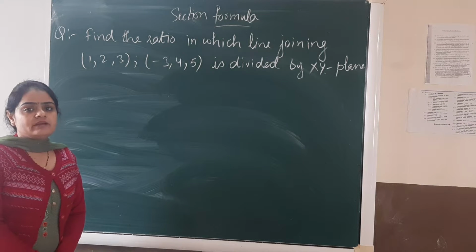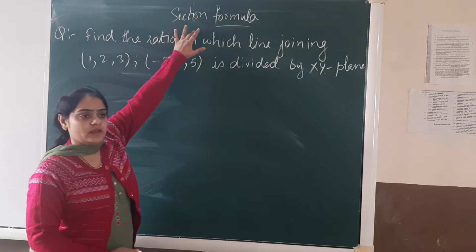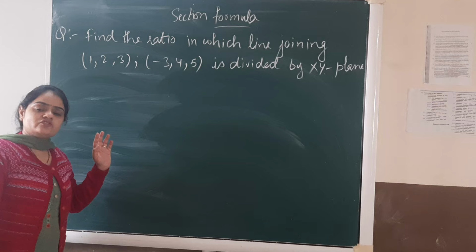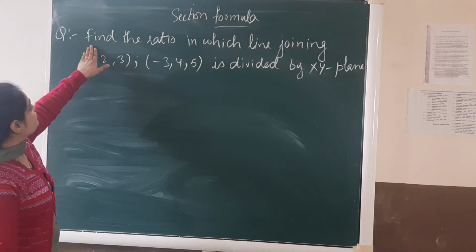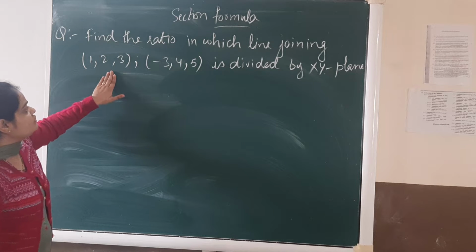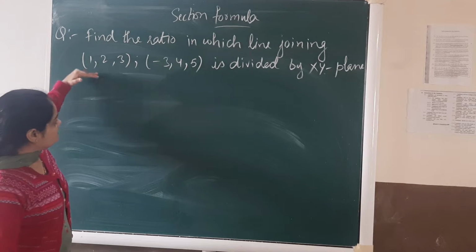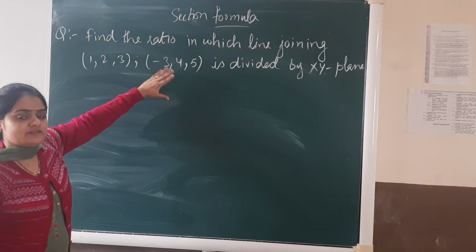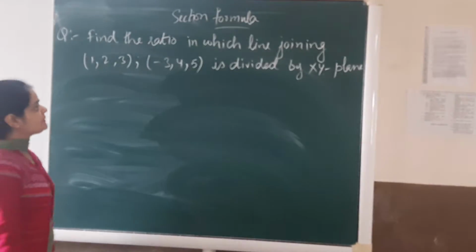We are doing three-dimensional geometry and the topic which is going on is section formula. Let's proceed with this topic. Let's do some more questions based on section formula. Here's one question: find the ratio in which the line joining this point and this point, that means after joining these two points we'll get one line, is divided by the xy plane.